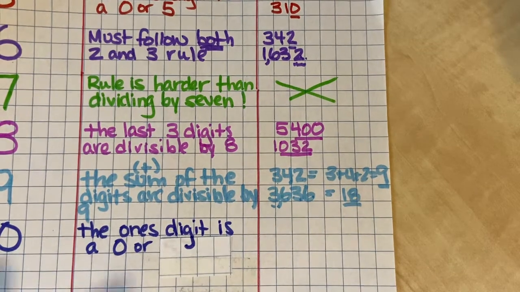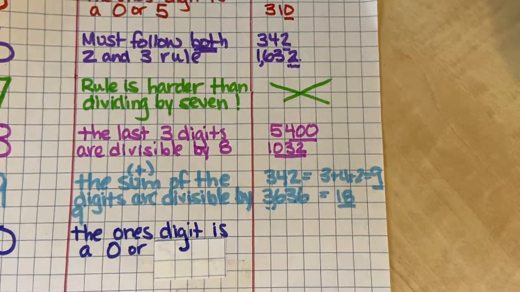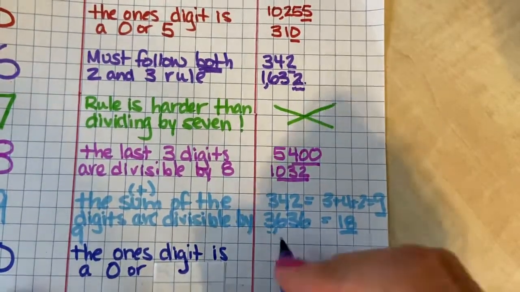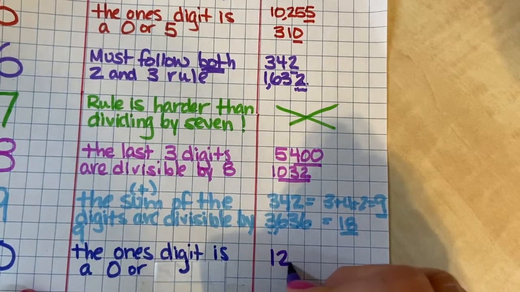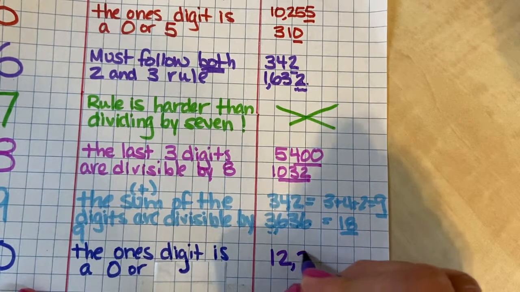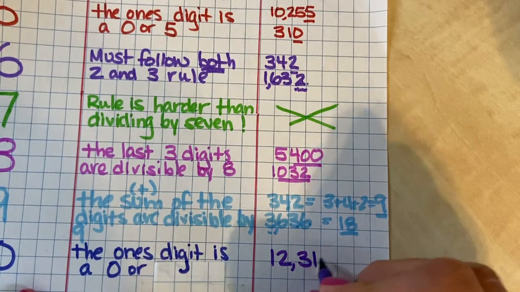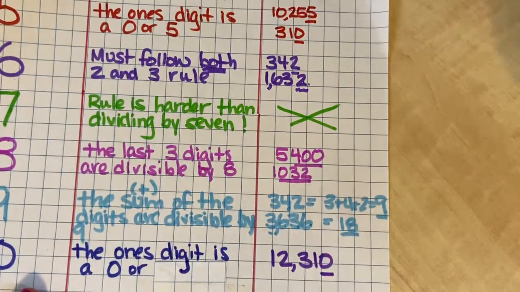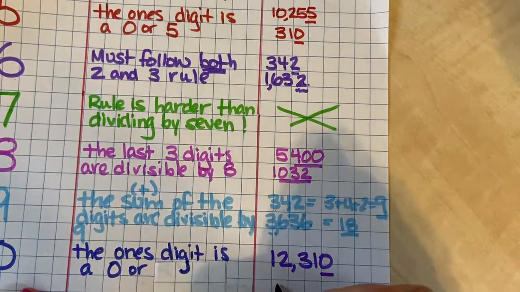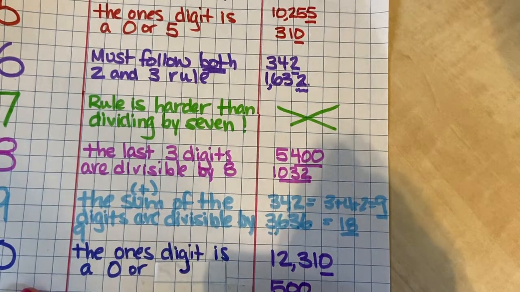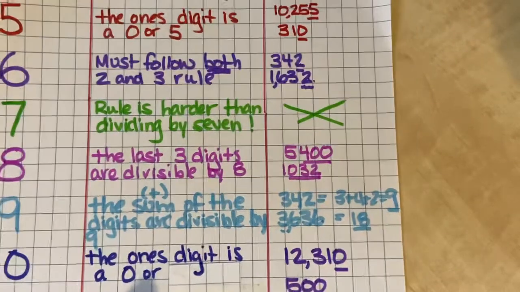Last but not least, the 10 rule, if it ends in a 0, okay? So 12,310. It ends in a 0, it's divisible by 10. 500 ends in a 0, it's divisible by 10.